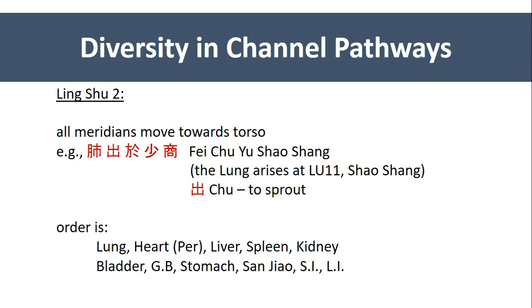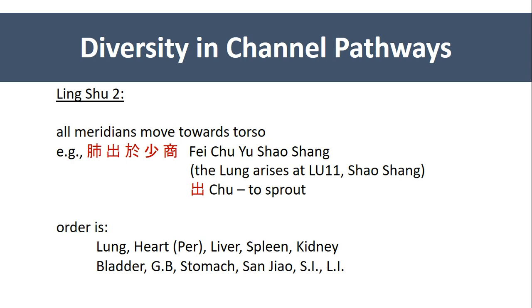So all the meridians are said to Chu at the Jingwell point. Chu is to produce, to come out. It is where the sprouting is, and all the meridians sprout at the Jingwell points at the extremities and move towards the torso. That is one view of the Lingshu. And the order of the description is also not the order that we are familiar with nowadays, but starts at the lung, proceeds to the heart, actually the pericardium, then to the liver, the spleen, and the kidneys, then to the leg yang, the bladder, the gallbladder, and the stomach, and then to the arm yang, the sanjiao, the small intestine, and the last one is the large intestine.